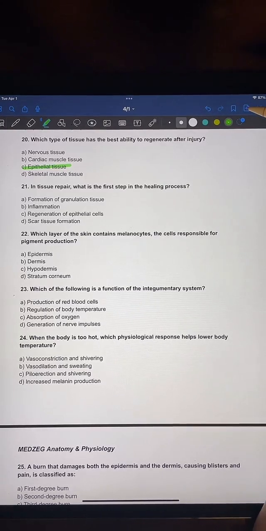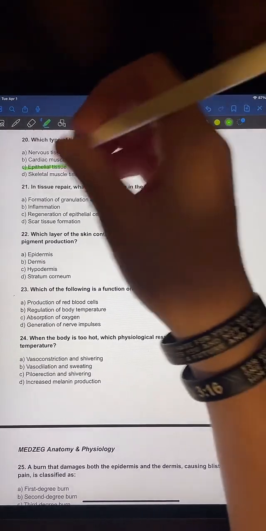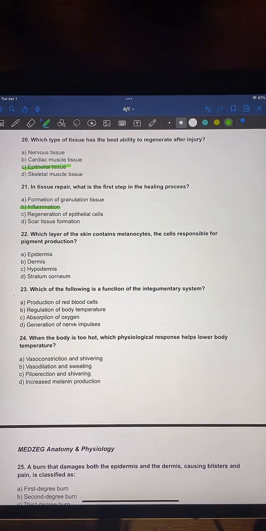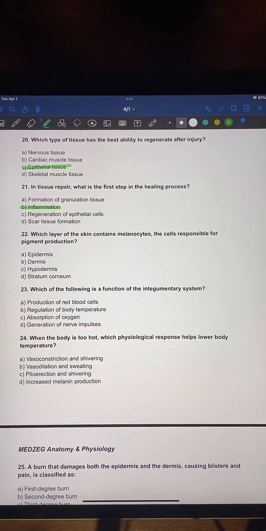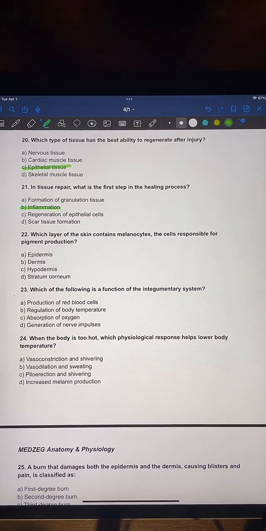On number 21, if you are just joining us, the question asks, in tissue repair, what is the first step in the healing process? The answer is B. It is inflammation. Inflammation is where we're going to have our swelling and redness, and this is going to activate our immune system to send immune cells to remove damaged tissue and bacteria and pathogens. Granulation tissue happens later. Regeneration is the late stage, and scar tissue formation is the final step in healing.